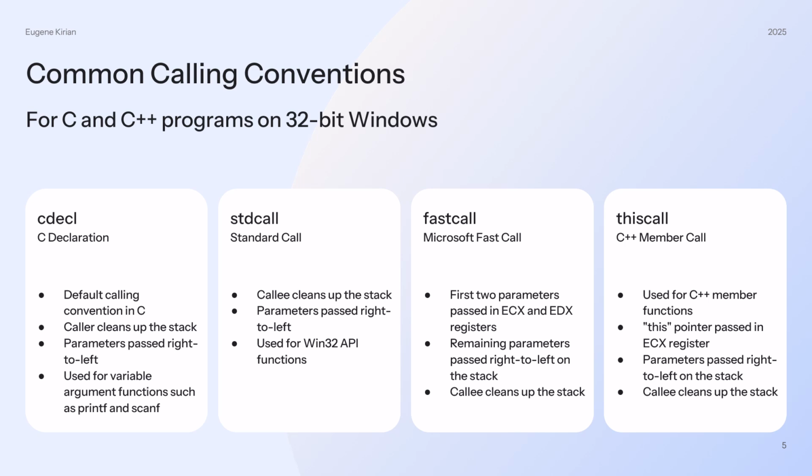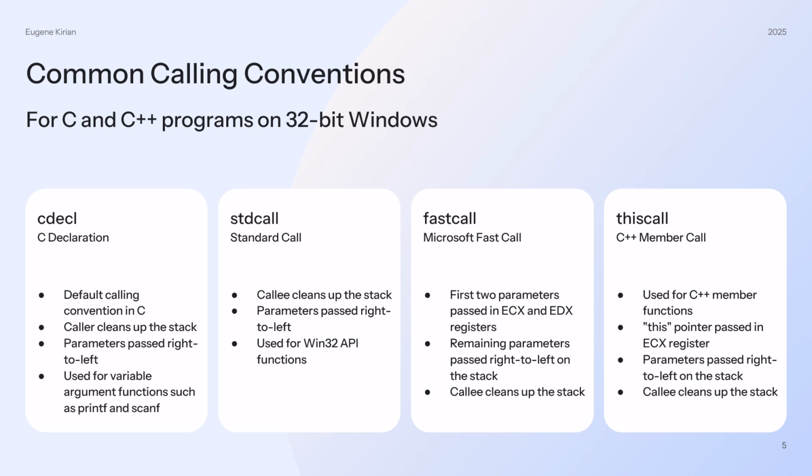First, the C declaration. This is the default calling convention in C, and it's characterized by the caller cleaning up the stack. Parameters are passed from right to left, which makes it well suited for variable argument functions like printf and scanf. Next is the standard call. In this convention, the callee is responsible for cleaning up the stack. Parameters are still passed from right to left, and this convention is commonly used for Windows API functions.